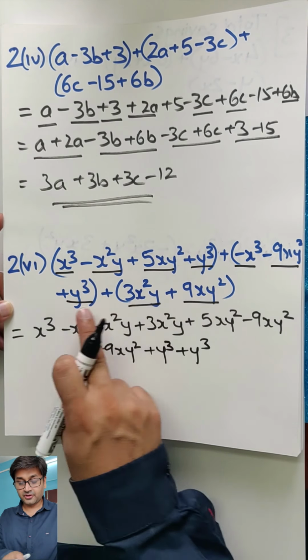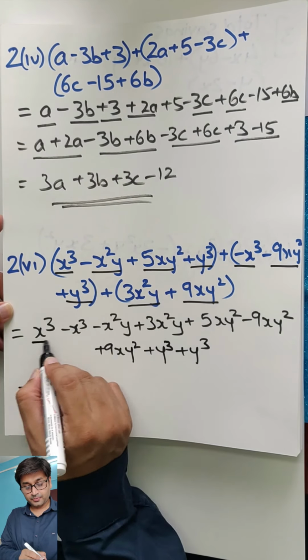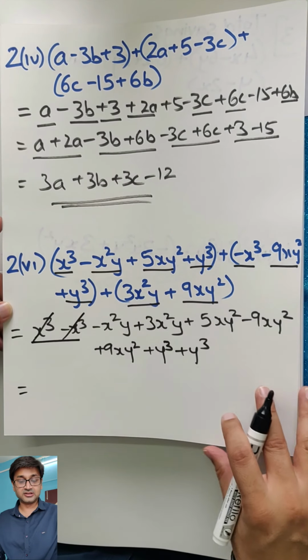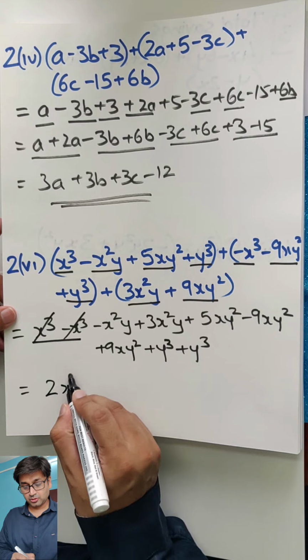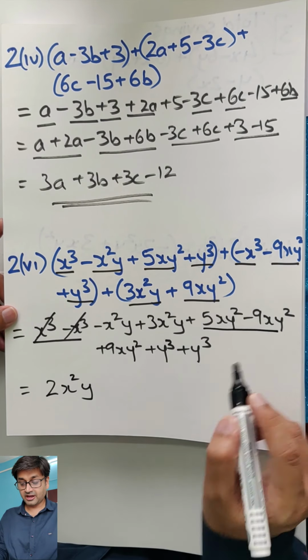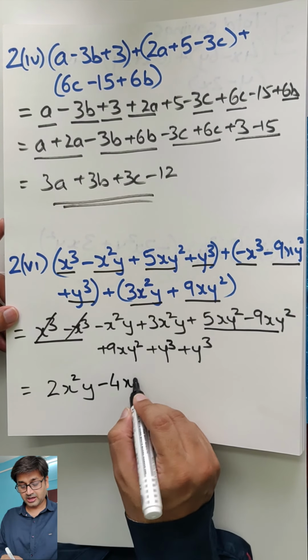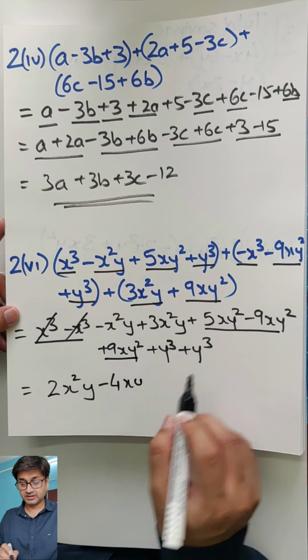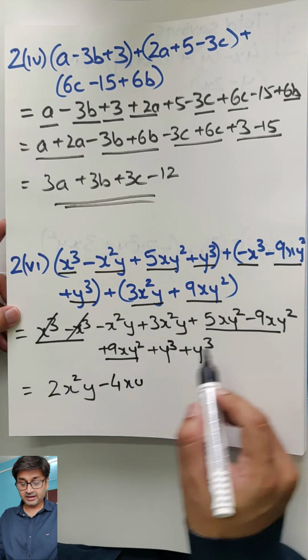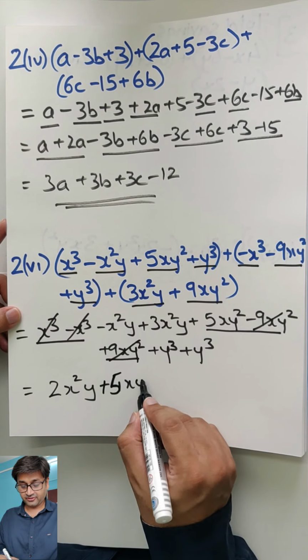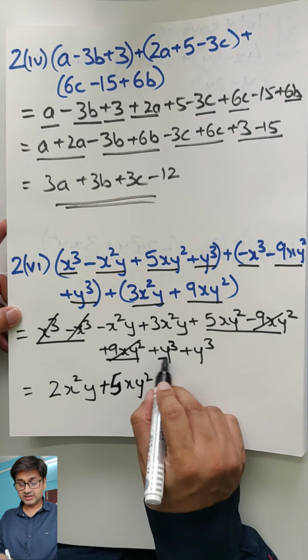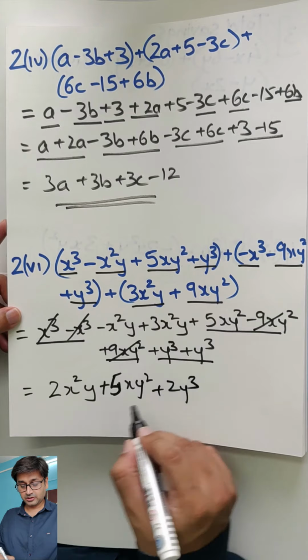Did I skip any of the parts? No, I didn't. So plus and minus gets cancelled. So 0. Don't even write 1. 3 minus 1. So it will give me 2x square y. 5 minus 4 will give me minus 4xy square. Oh, I skipped this. So all three are same. Now 9 plus and minus can get cancelled. So what will be left is plus 5xy square. Got this? And finally plus 2y cube.